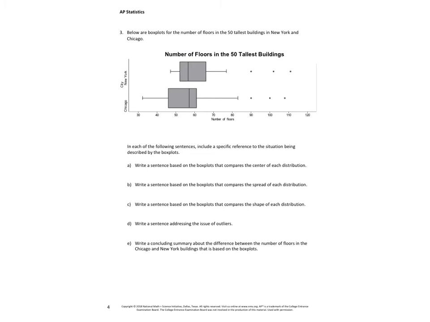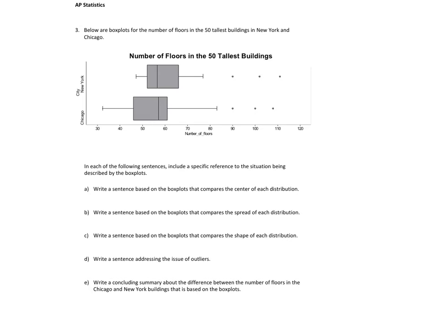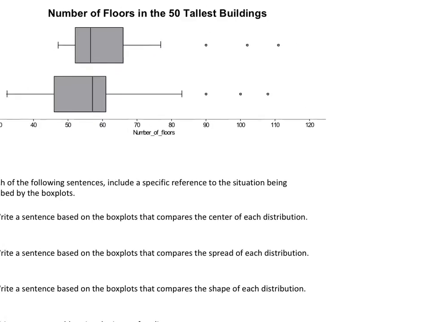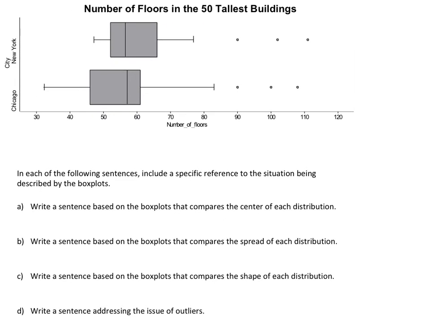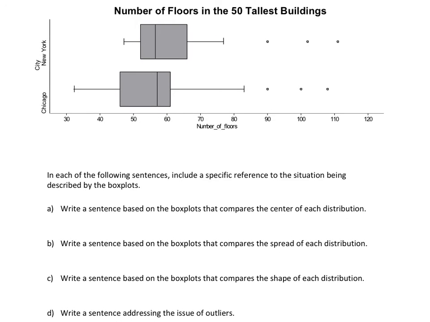Notice we have the box plots for the number of floors in the tallest 50 buildings in New York and Chicago. Let's zoom in and take a closer look. It says in each of the following sentences, include a specific reference to the situation being described by these box plots. In letter A, we're going to write a sentence based on the box plots that compares the center of each distribution. Take a minute and try.